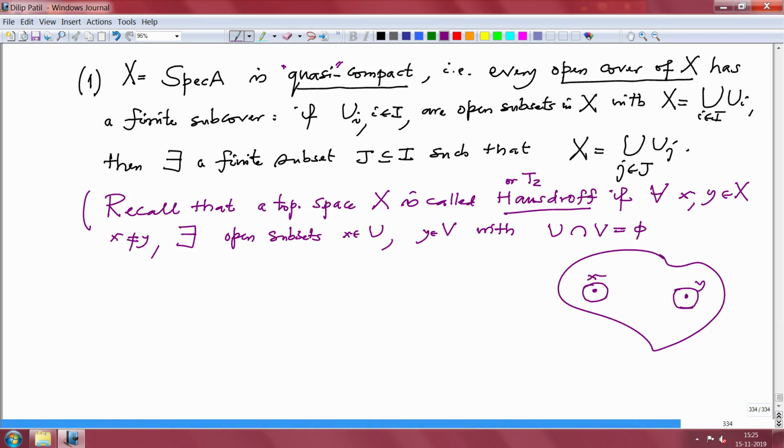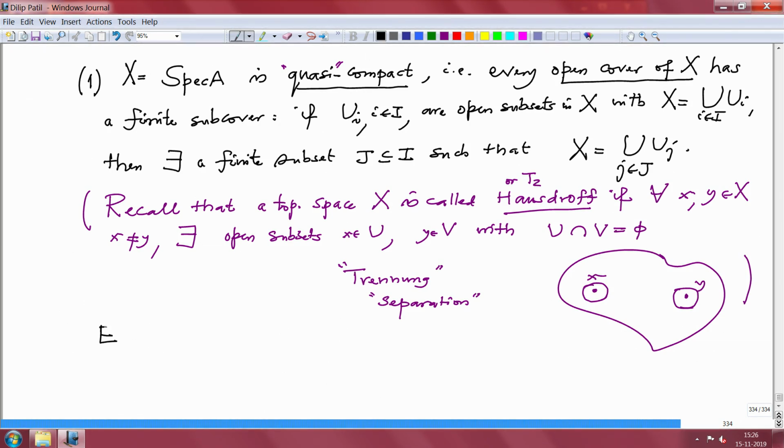There are many properties T0, T1, T2, T3, T3 and a half, T4 etc. and T is an abbreviation for Trennung, that means a separation. So, this means the 2 points you can separate them by neighborhoods, such a thing is called Hausdorff. But in our case, Zariski topology is almost never Hausdorff. So, let us write an example first, then we will come back to the proof of this.